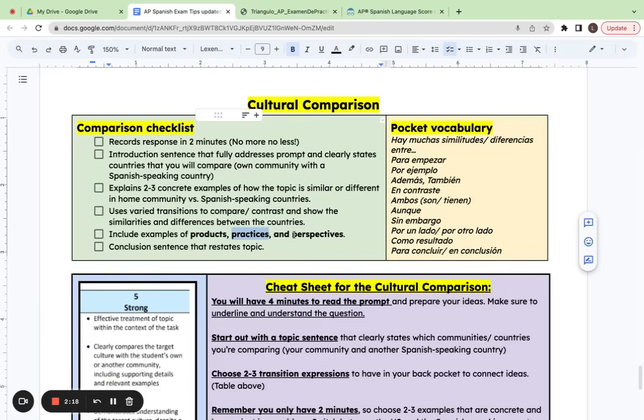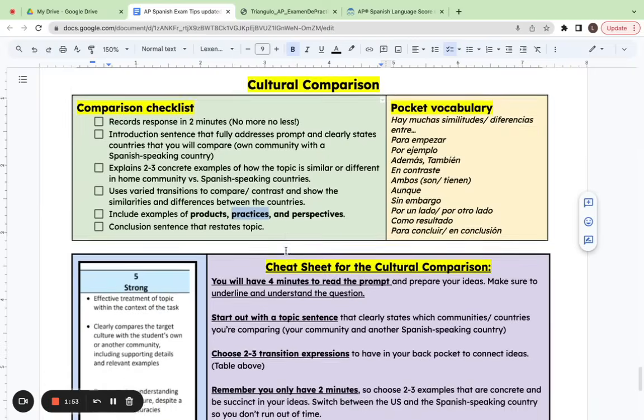And then last but not least, the more challenging one that shows your deeper understanding, perspectives. So what do people value, or what types of beliefs might people have in a certain community that influence how they live their lives and how they use products and practices in their culture. Last but not least, you want to finish this comparison with a concluding sentence that restates your topic, and if you have time, restates those main ideas that you included as examples.